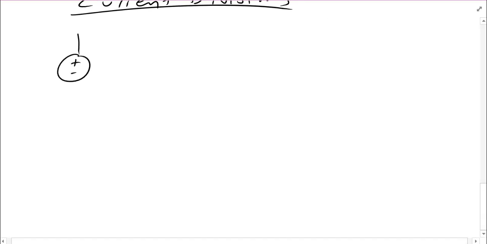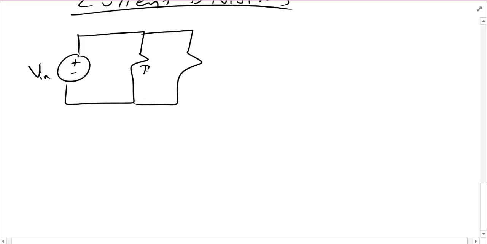Specifically, this is going to be Vn. This is R1 and R2, and this is I1 and I2, with the current I coming in. A typical question we might ask is, what is I1? I2?